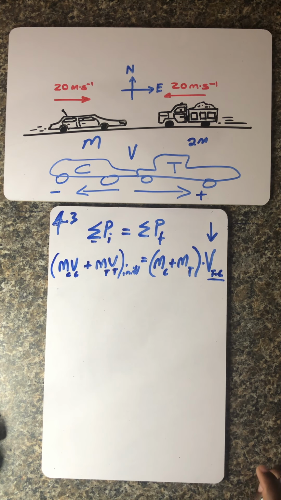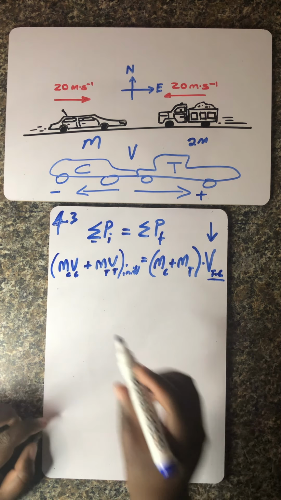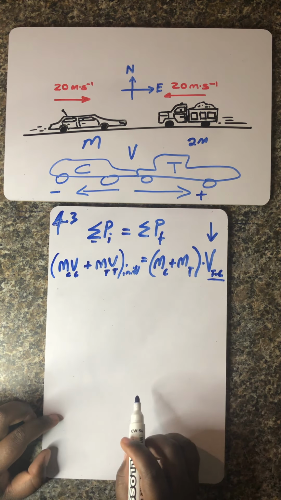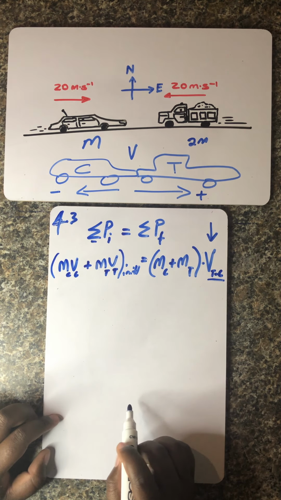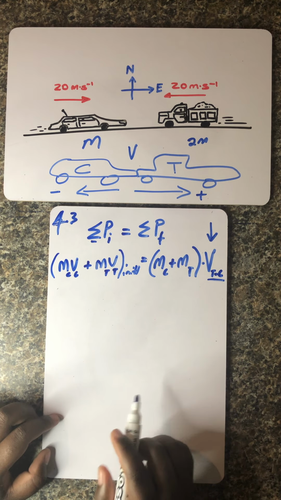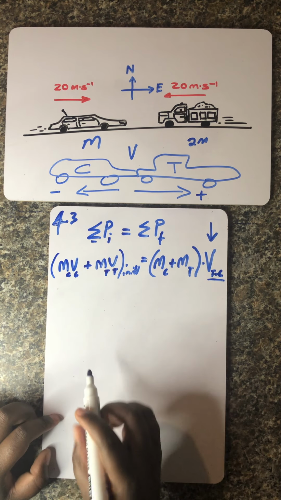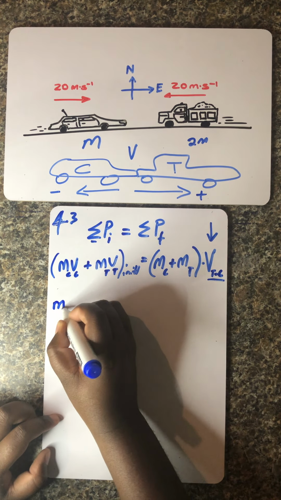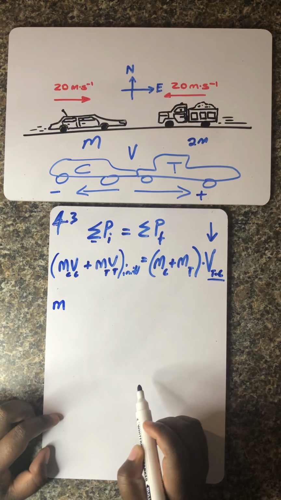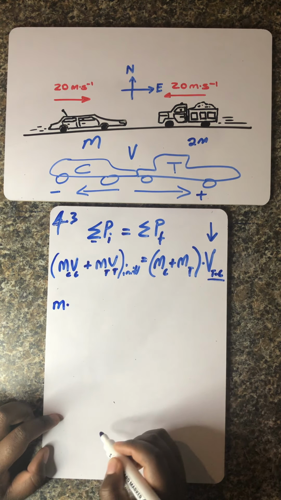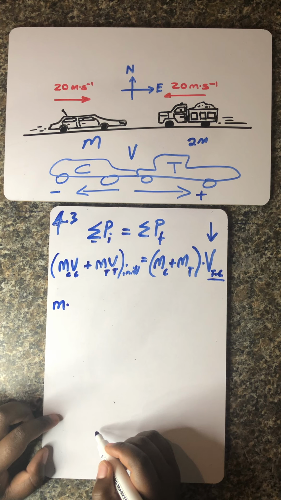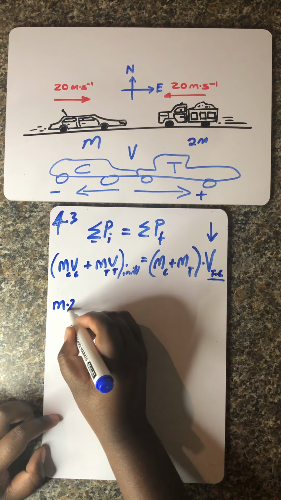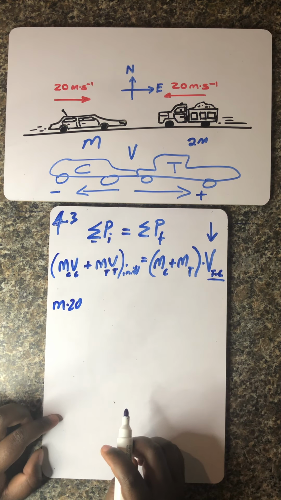So, ladies and gentlemen, what we do now is just substitute. Let's now substitute. What is the mass of the truck? No, not the truck, but the car. Let's start with the car. Obviously, we know it's m. This is the mass of the car, multiplied by, very important, the velocity of the car, which is 20 meters per second.